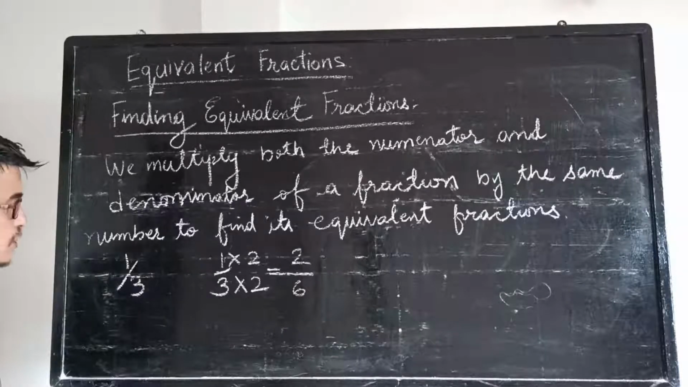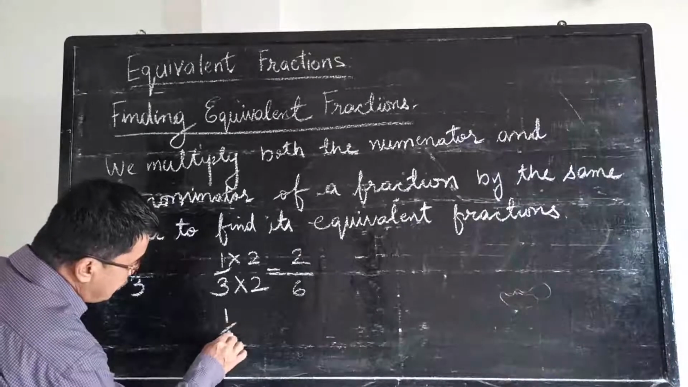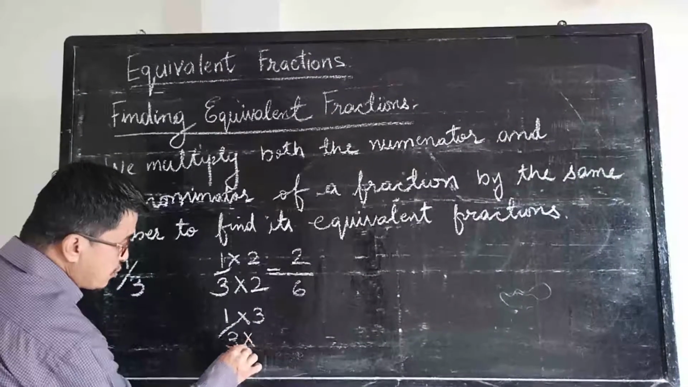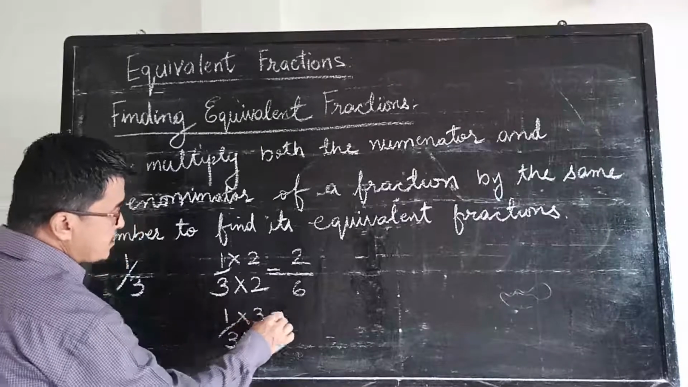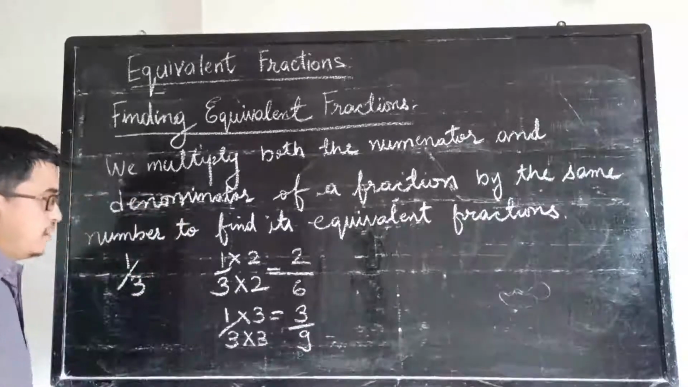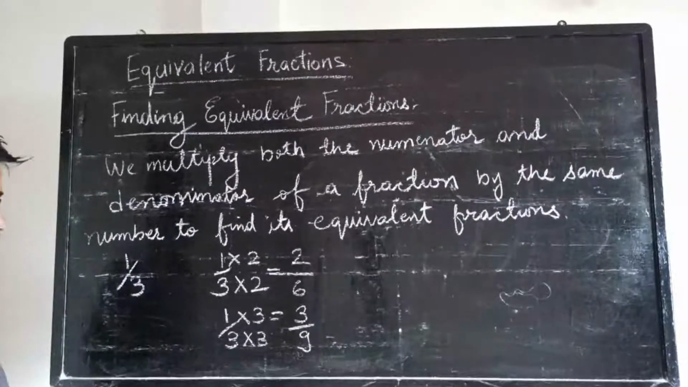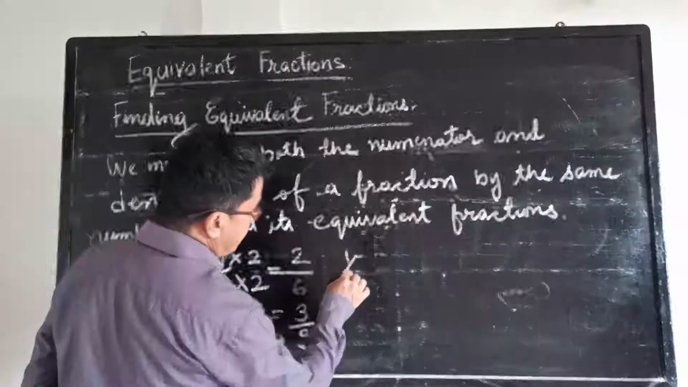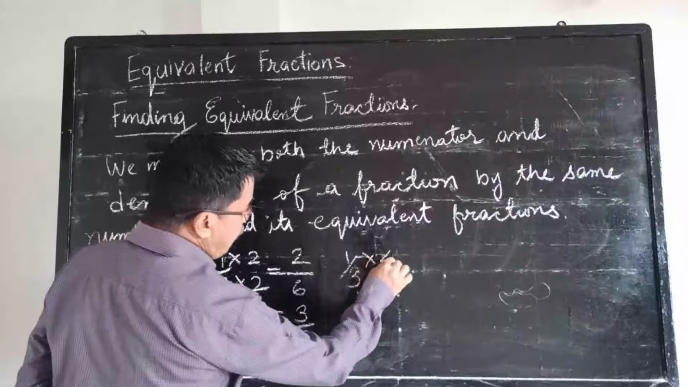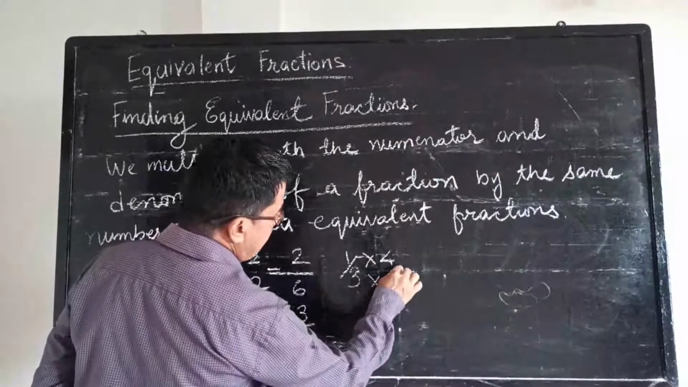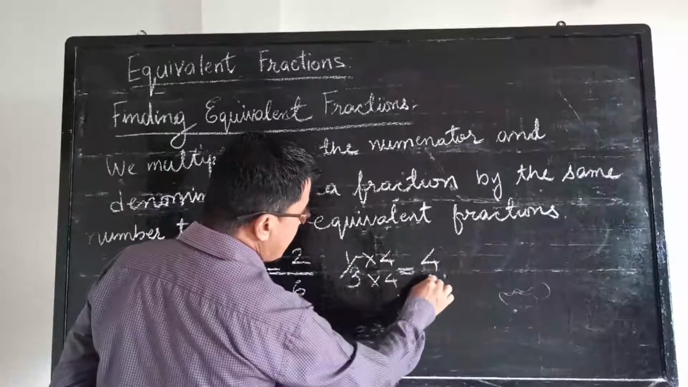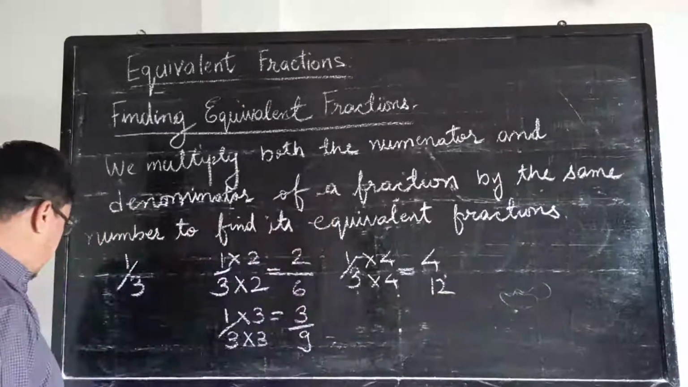After 2 comes 3. Now we multiply 1 upon 3, numerator multiplied by 3, denominator multiplied by 3. 3 1s are 3, 3 3s are 9. Now we find the third equivalent fraction of 1 upon 3. Multiply by 4. Here also both numerator and denominator are multiplied by 4. 4 1s are 4, 4 3s are 12.